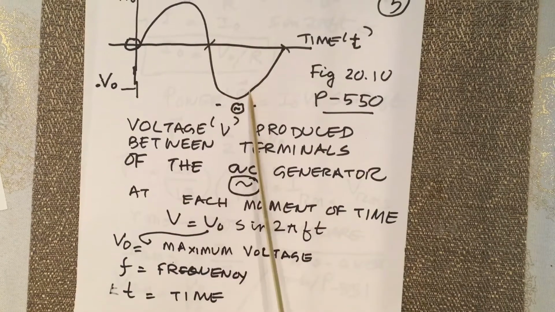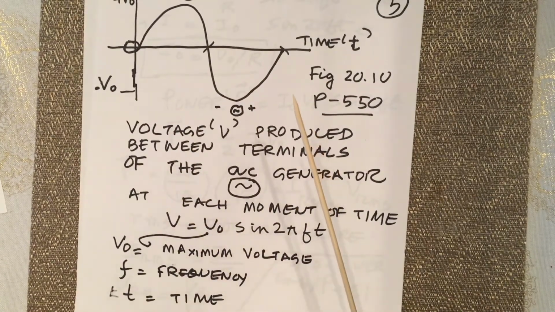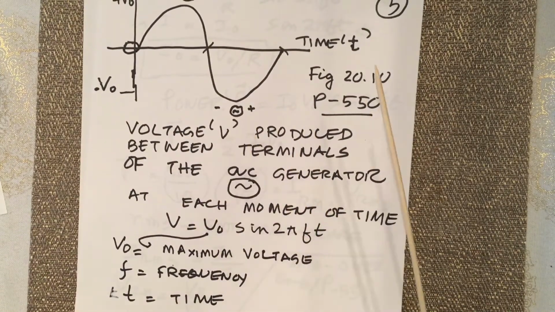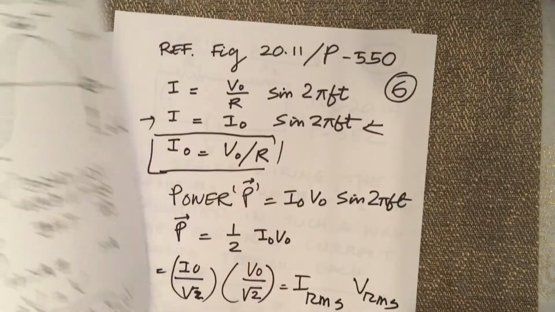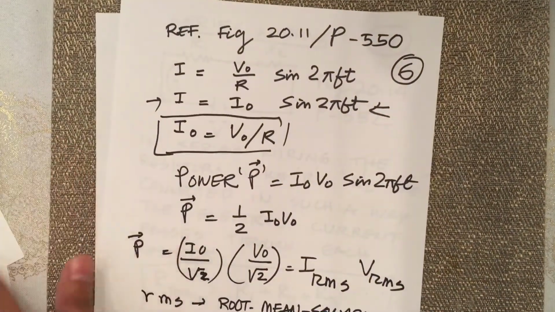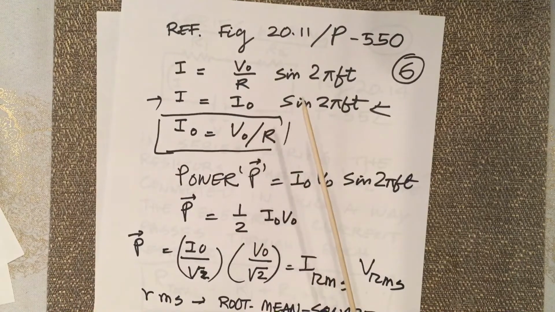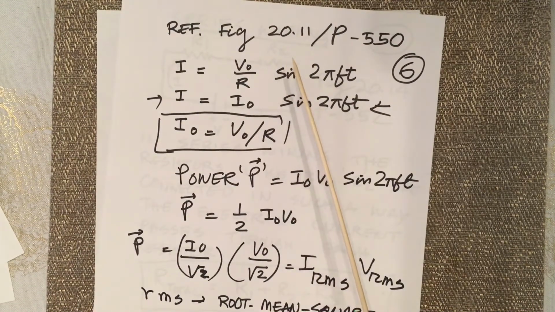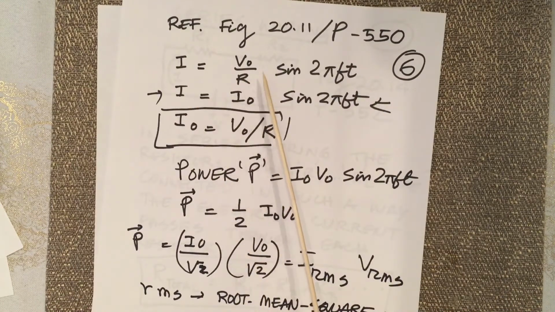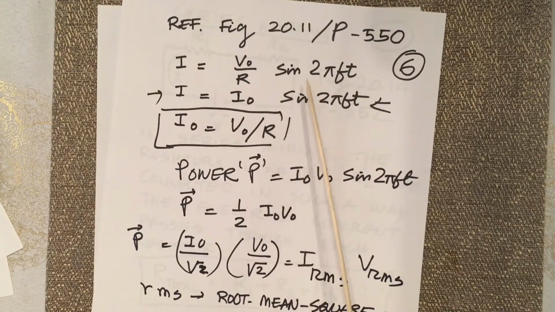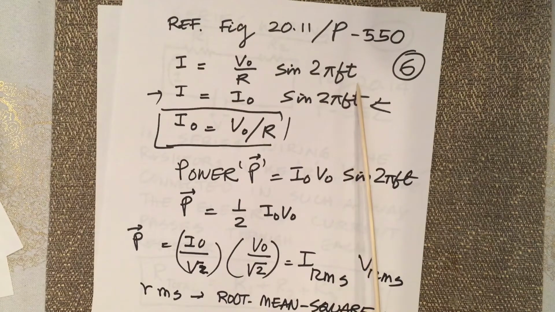Anytime, anywhere in the graph, you want to find out the voltage, from there you can always calculate the current depending on the power. Now refer to the figure you have, 20.11 on page 555, where I equals V0 over R times sine 2 pi ft, where I equals I0 sine 2 pi ft.